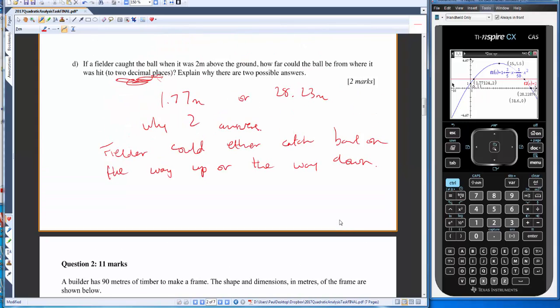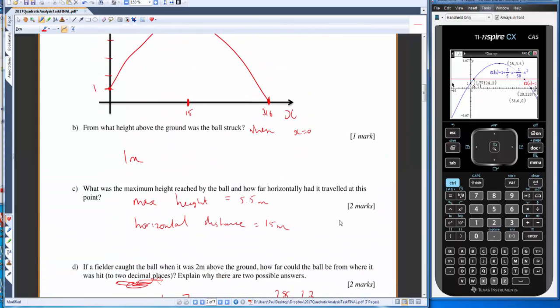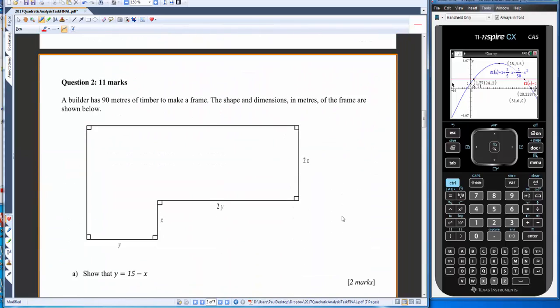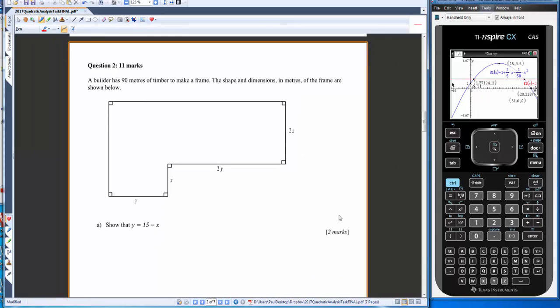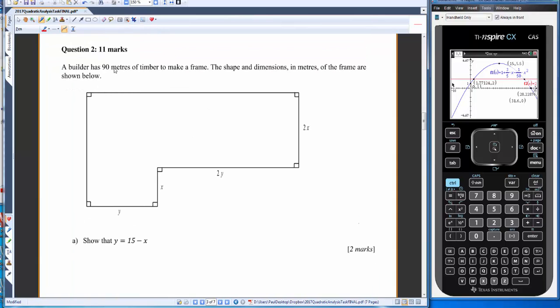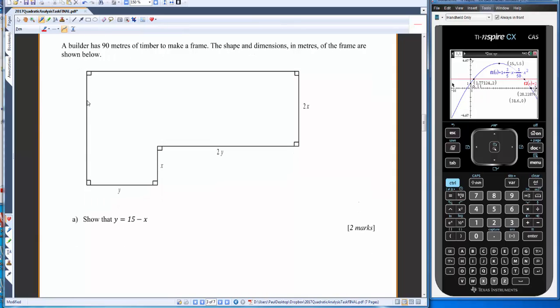Alright, generally done well in this task, so that was a pretty good effort. Okay, question 2 is the classic sort of building problem, and again, these ones always come up. So what we've got is a builder has 90 meters of timber to make a frame. Shape and dimensions in meters of the frame are shown below. Alright, so how to attack these ones? I know I'm going to use perimeter and area, so before I really look at the questions, I'll fill in all the side lengths.